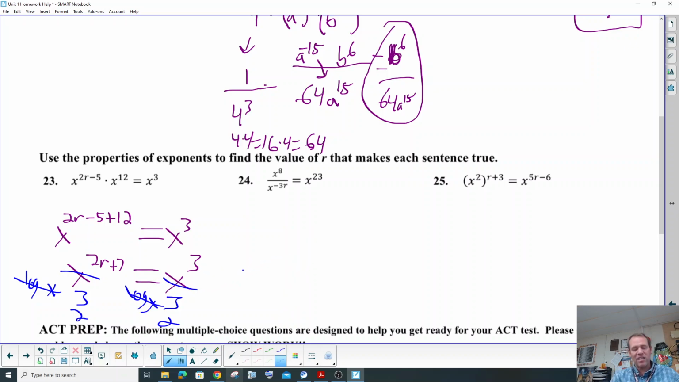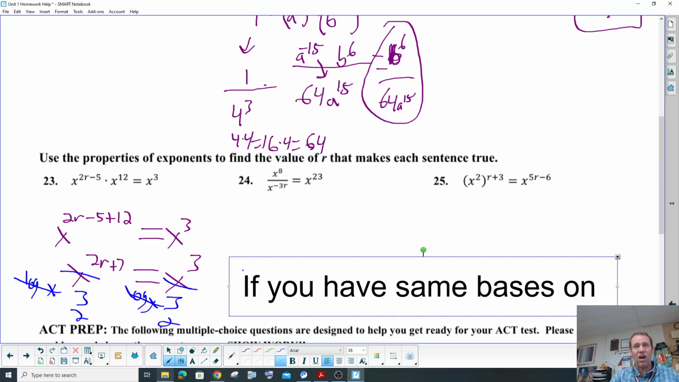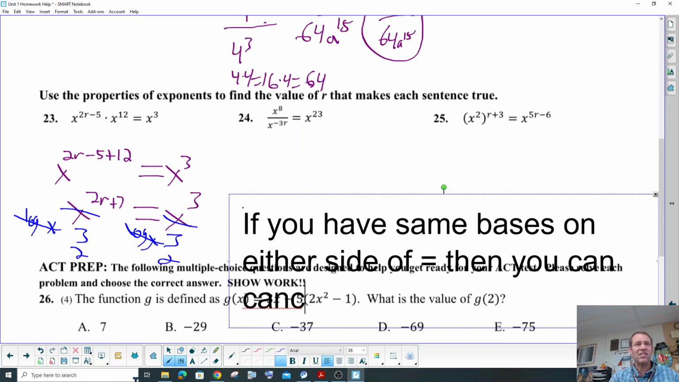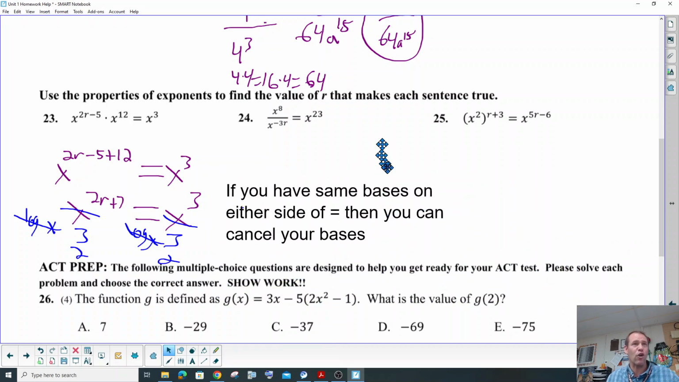Just know that if you have same bases on either side of the equal sign, then you can cancel your bases. It is using properties of logs, but I don't want to confuse you too much there. But yeah, so that's basically some notes you could write down in your notebook. If you have the same base on either side, you can cancel the bases. Right? Nice. Okay, there we go. And so because we can cancel the bases, we're just left with 2r plus 7 equals 3.